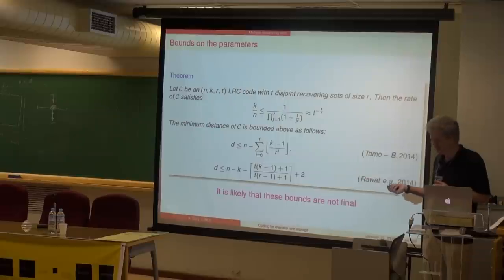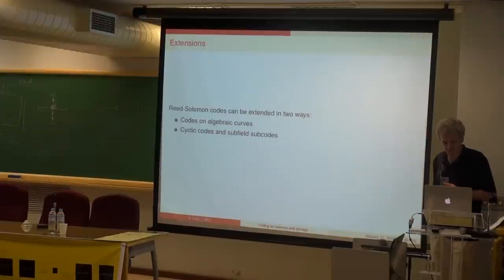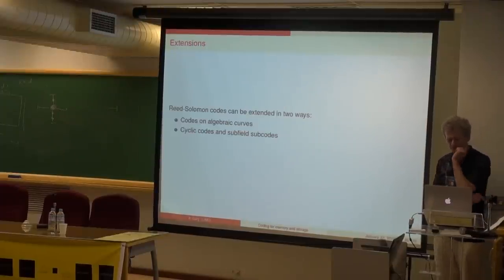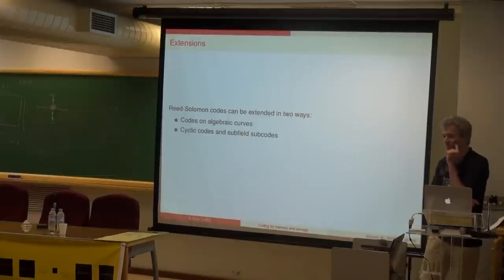This other work is by Kitrawat, again from Austin, Texas. And then, as we said, it can be extended in two ways: algebraic curves and subfield subcodes. Subfield subcodes means BCH codes, binary codes. I would really like to stop here because it's a very logical point. That's actually where you start.